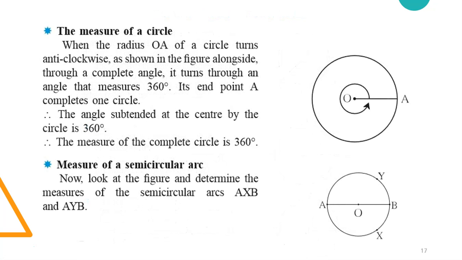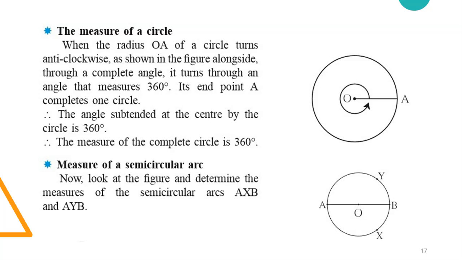Measure of a circle. When the radius OA of a circle turns anticlockwise, as shown in the figure alongside, through a complete angle, it turns through an angle that measures 360 degrees. Its end point A completes one circle. The angle subtended at the center by the circle is 360 degrees. Therefore, the measure of a complete circle is 360 degrees.